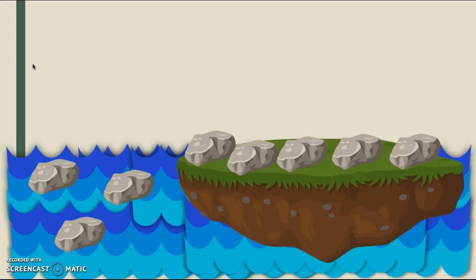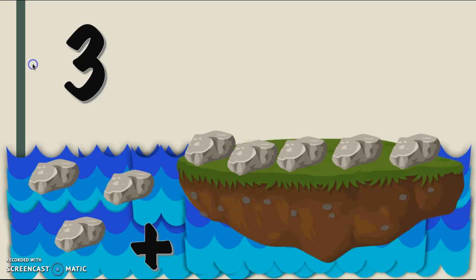Now I want to figure out how many rocks I have all together. So I'm going to write a number sentence, right? Okay. Let's look at the different parts that I have. First of all, one of my parts are the rocks in the water. How many rocks are in the water, friend? Yes, good job, 3. So I could write 3, and then I want to add it to the part that's on land, so I'll say plus.